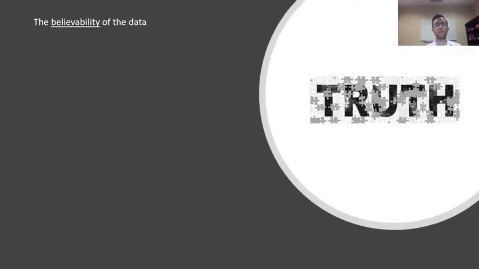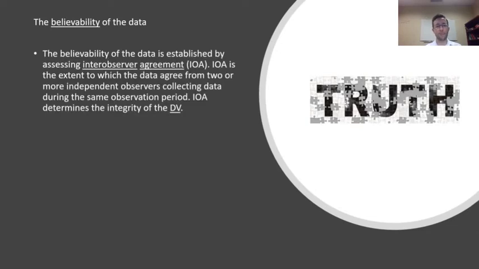Now, the believability of the data is synonymous with truth. What is the truth about what happened? During observation, what did the student really do? Alright, so the believability of the data is established by assessing inter-observer agreement, IOA. And IOA is the extent to which the data agree from two or more independent observers collecting data during the same observation period. This should be familiar from SP 3633.